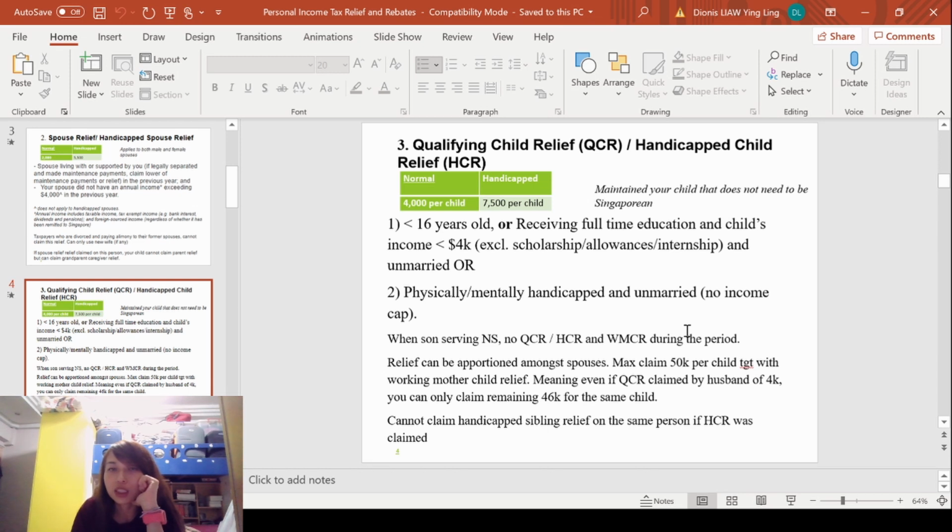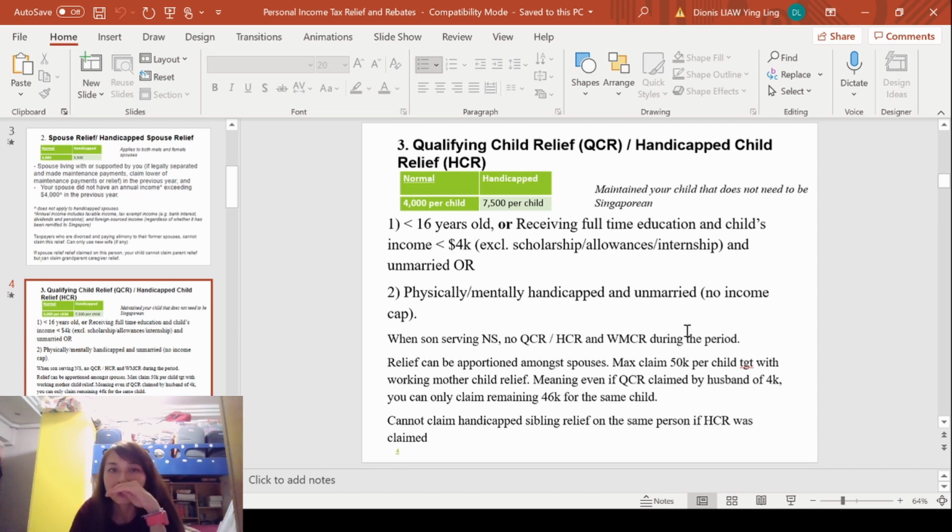So basically they are the same relief, depending on whether your child is handicapped or not. If your child is normal, your child either has to be under 16 years old or receiving full-time education, plus the income must be less than 4k. This excludes scholarship, allowance and internship. Plus they must be unmarried also. The income is the same definition as the previous slide.